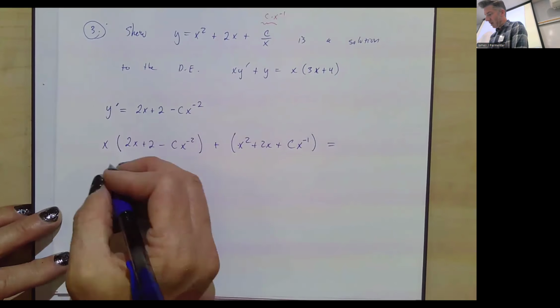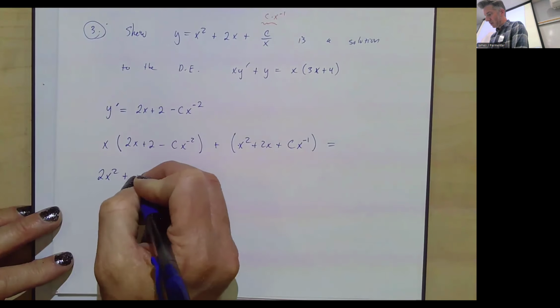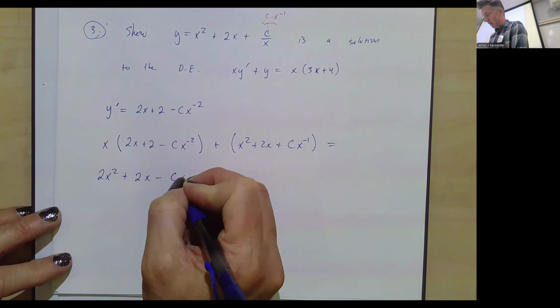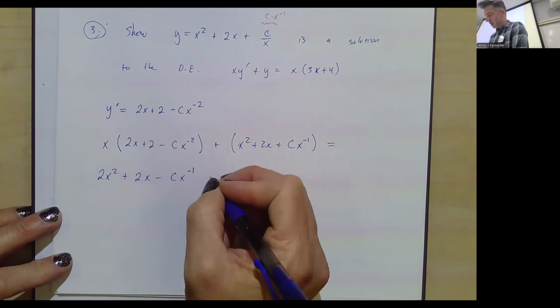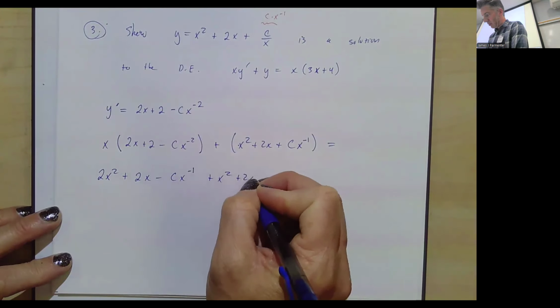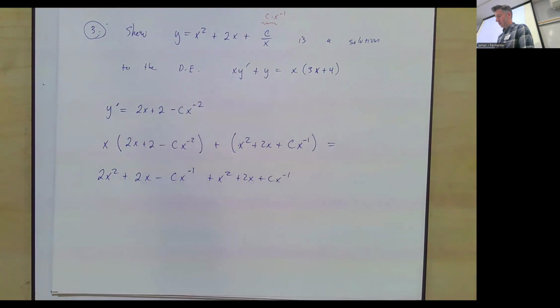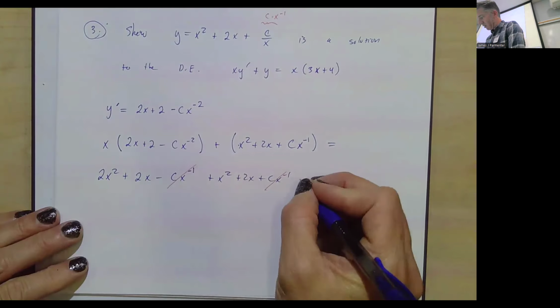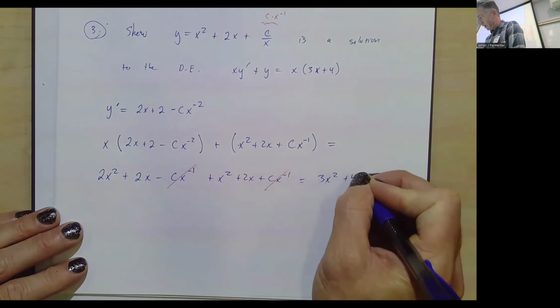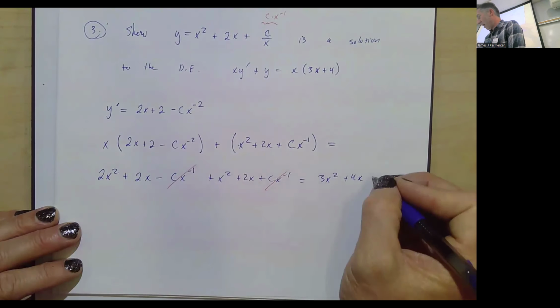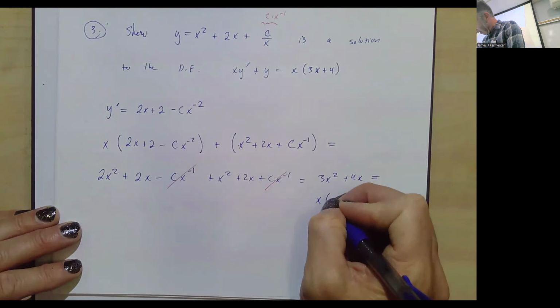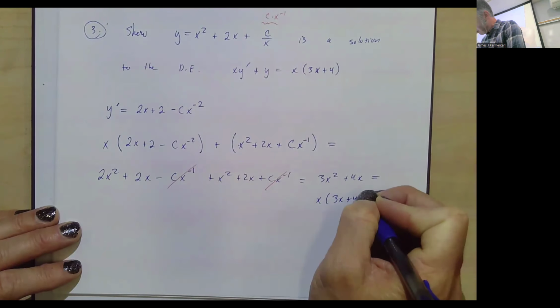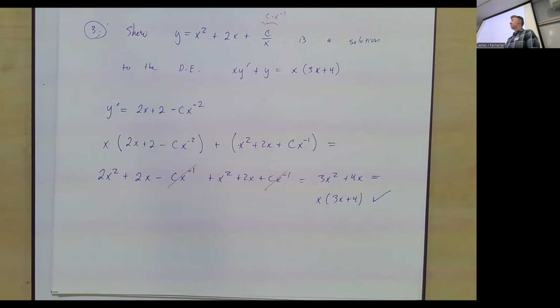So let's see. Let's multiply it out. I'm going to get 2x squared plus 2x minus cx to the negative first plus x squared plus 2x plus cx to the negative first. Looks like things are going to go my way. Those cancel. And I have a 3x squared plus 4x. And you could stop there. I guess if you really needed to, you could factor out the x. I don't think you need to do that. Great, that works.